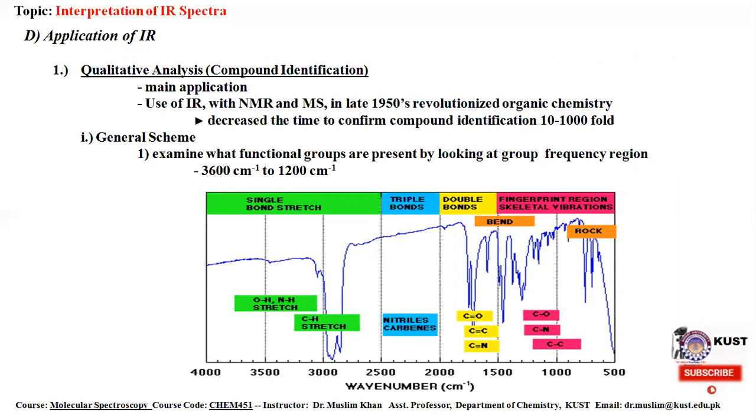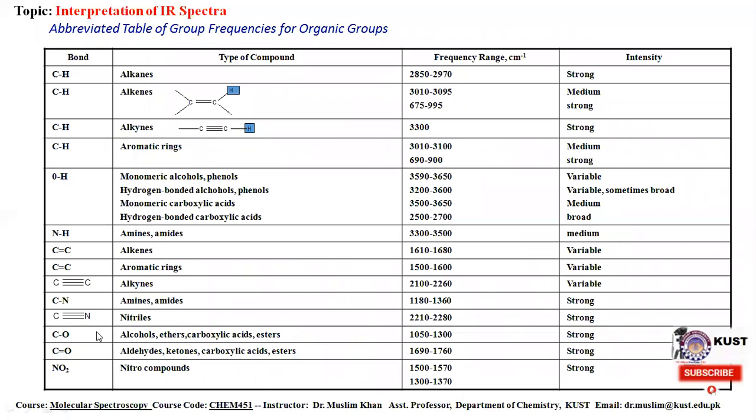This is an example of an IR spectrum that we usually examine. This is the fingerprint region, and this is the region where most of these compounds show absorption. So this table is very important. I already discussed this table in one lecture, but just to refresh your knowledge, I give this table in this lecture as well.